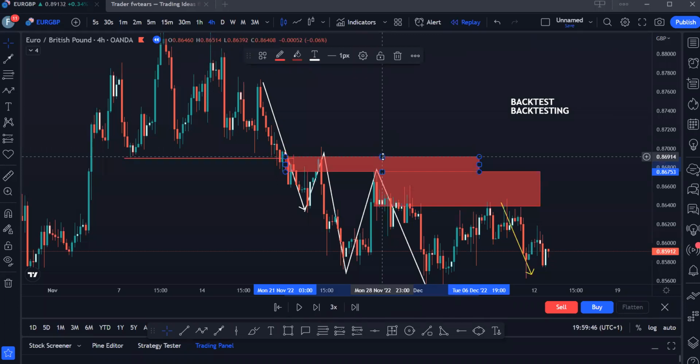What I've just shown you today is the best concept that you want to use to trade in the financial market. In an uptrend, wait for correction to a support before you buy. In a downtrend, wait for correction to a resistance before you sell.